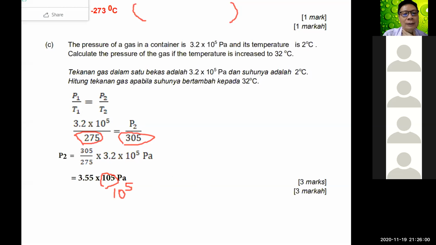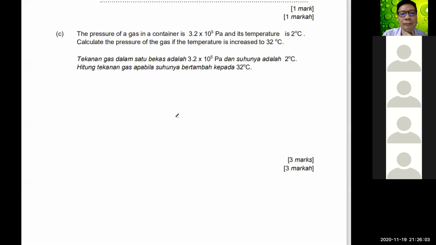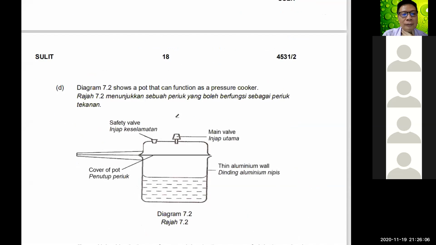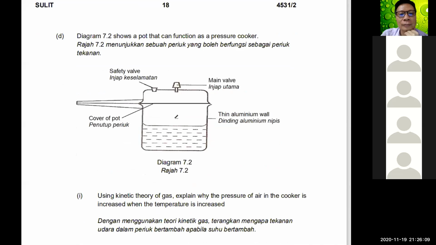Okay, next one. This one they ask you to give a suggestion. The diagram shows a pot that can function as a pressure cooker. So this pressure cooker, you have the cover of the pot. This is a cover. Safety valve. A valve means to release the pressure. Inside the pressure is very high. Release the pressure. Main valve. Got 2 valves, the main valve also releases the pressure.